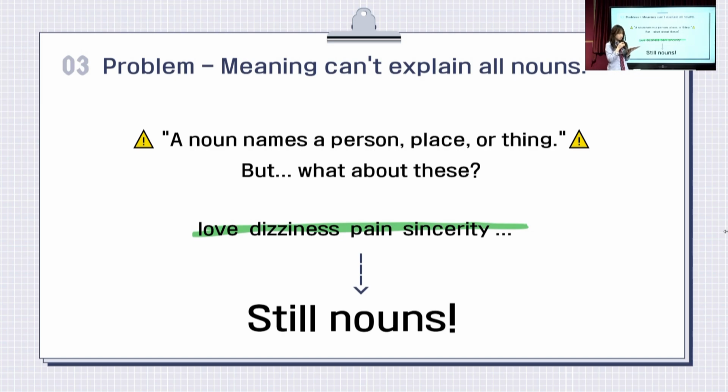However, the notional definition has limits. Some nouns don't denote people, animals, or things. For example, love, dizziness, pain, sincerity. These words represent abstract ideas, emotions, or sensations, yet they are still nouns. So, as the key point here says, meaning alone can't define all nouns.